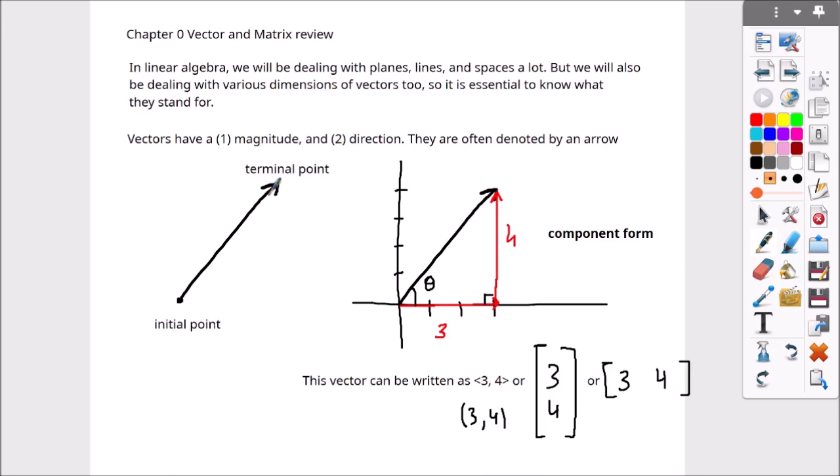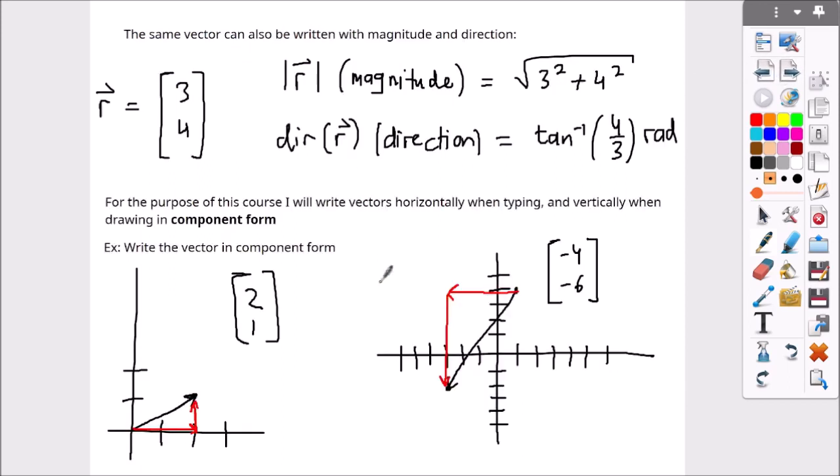The component form is always the terminal point minus the initial point. So in this case, it's the terminal point, which is -3 minus 2, -3 minus 2, minus the initial point, which is what? Which is 1, 4. So if you take the terminal point minus the initial point, you'll get -4, -6. And that's the vector.